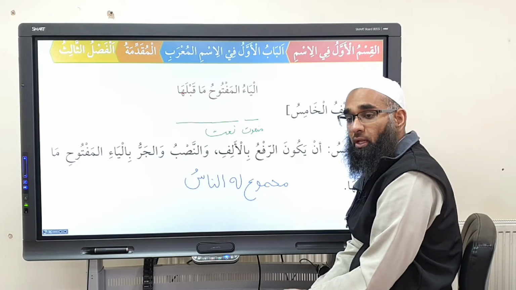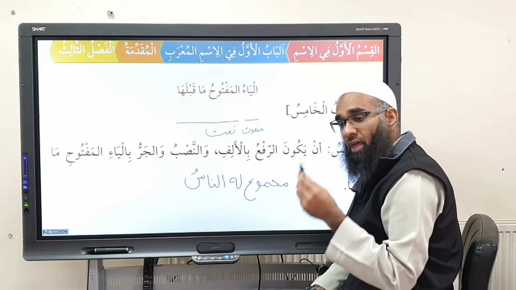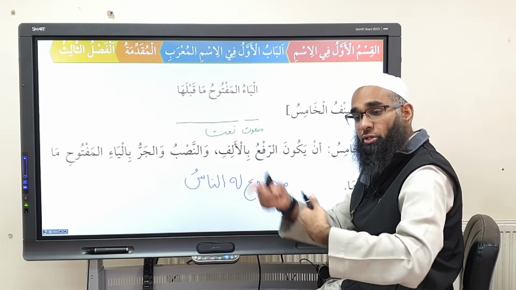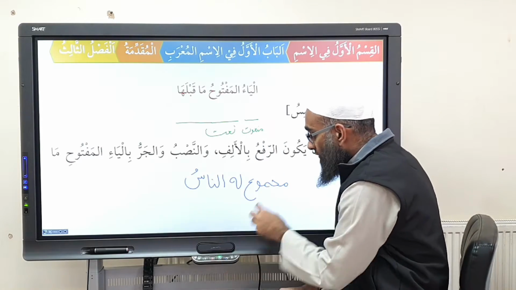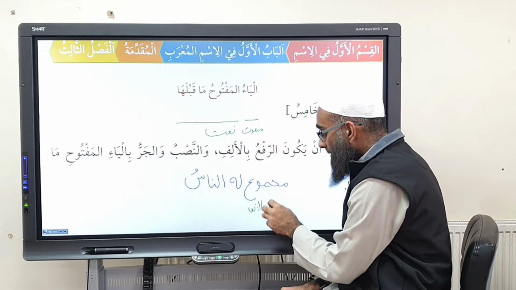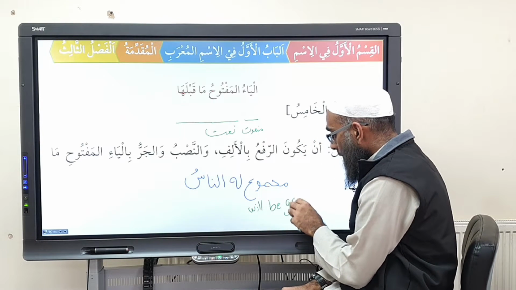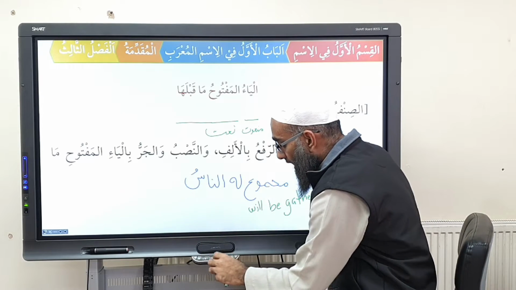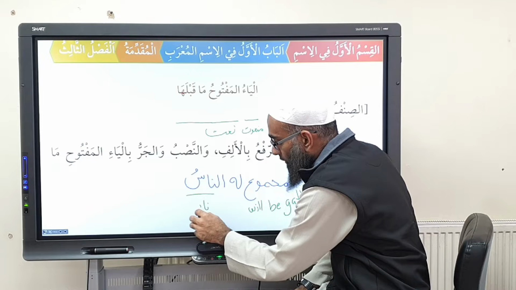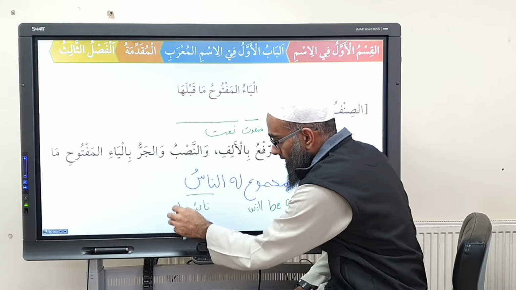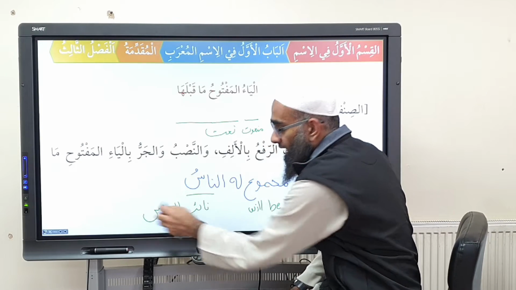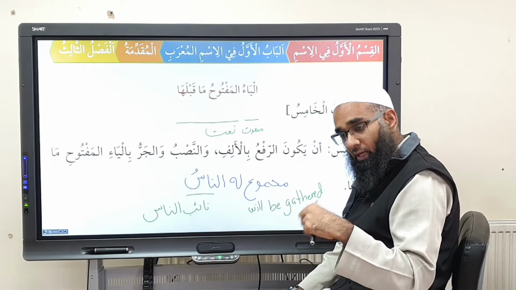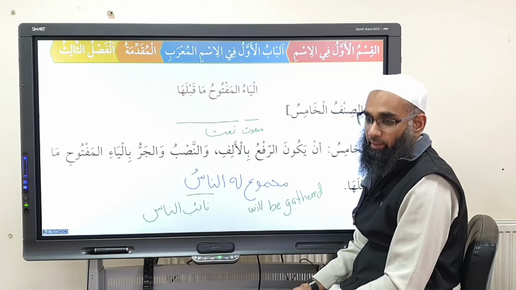So Majmu'un, from jama'a yajma'u jam'an, to gather. Majmu'un means to be gathered, will be gathered. So here it is in a verbal meaning: will be gathered. And an-nasu is the na'ibul fa'il, because ismul maf'ul has a na'ibul fa'il. So the ismul fa'il has a fa'il and the ismul maf'ul has a na'ibul fa'il.